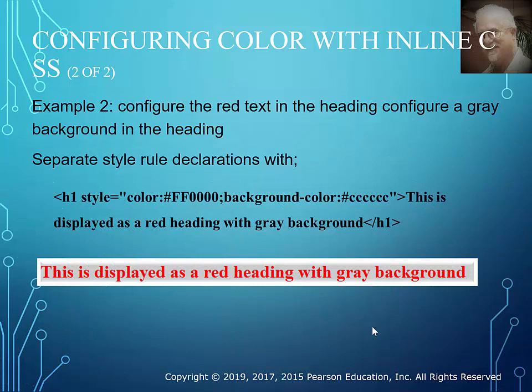All right, here's an example of the inline that has multiple property values, color and background color. So we have color, the text is red, the background is gray. The white doesn't exist, again, just for you to see.